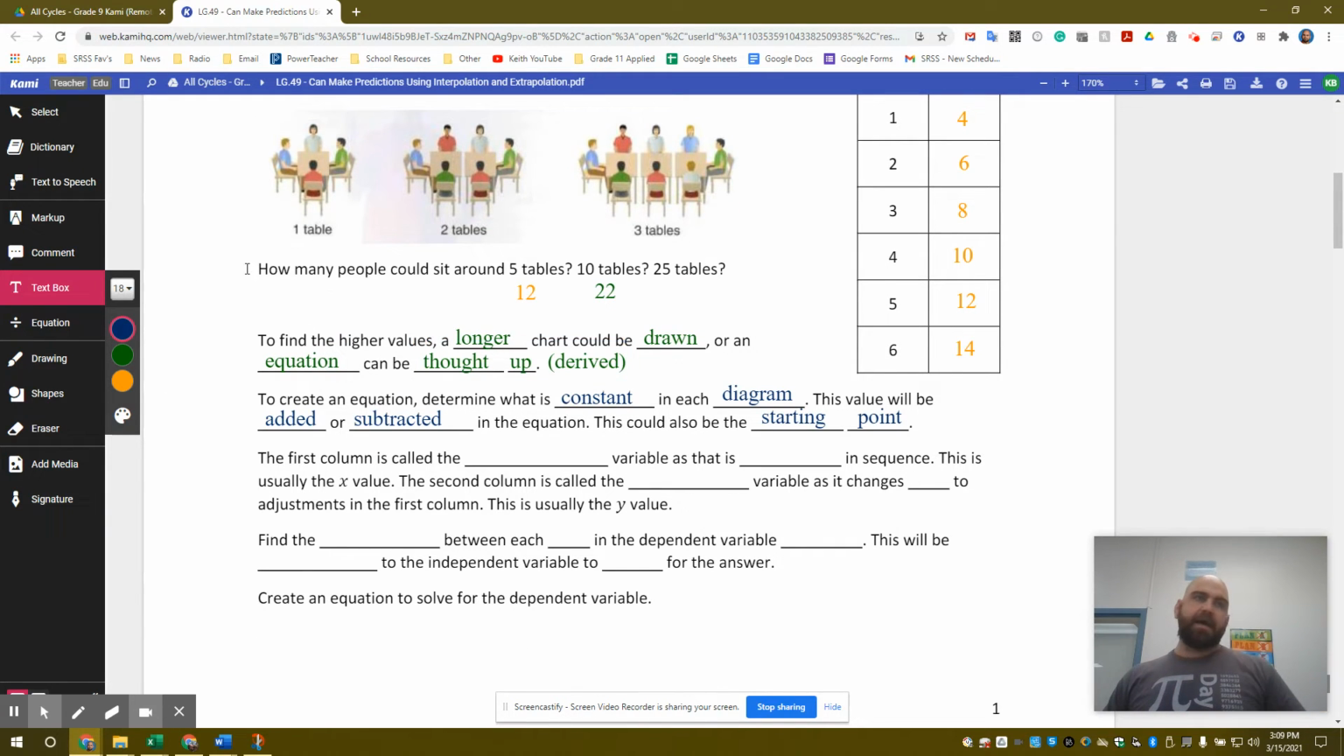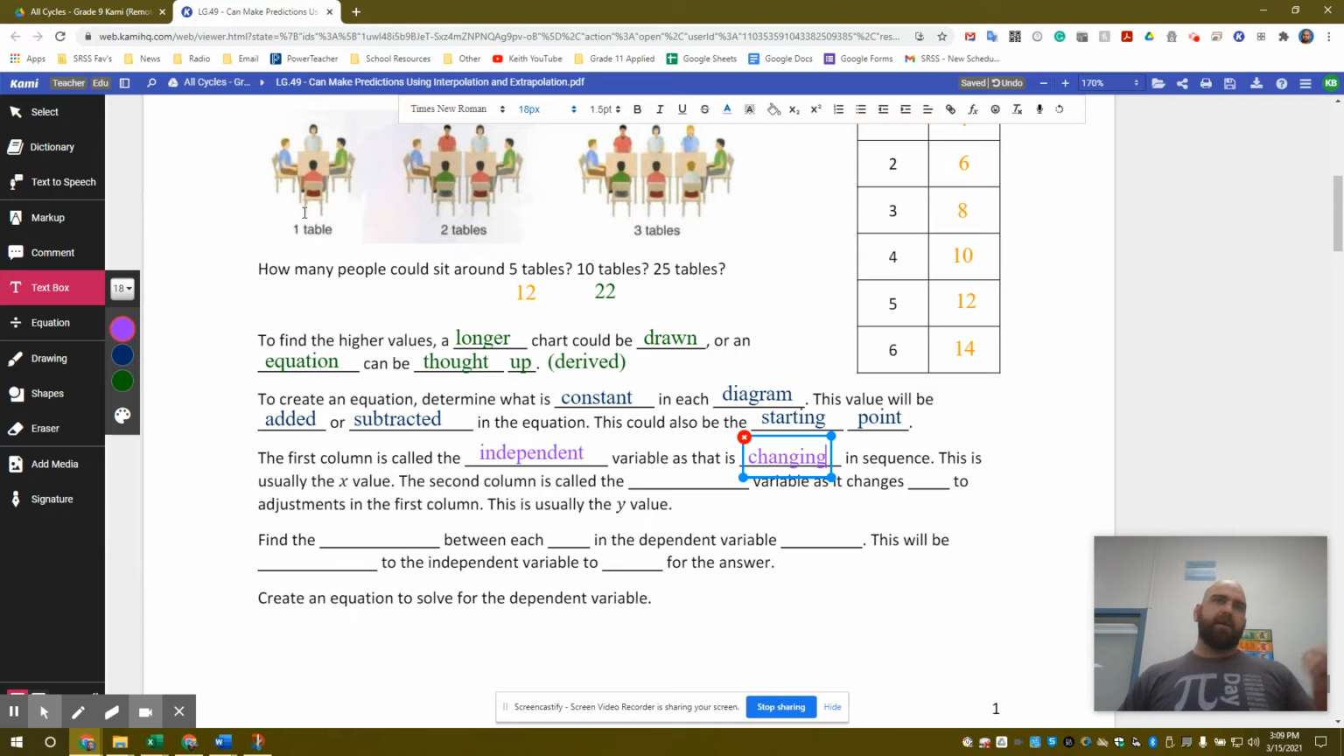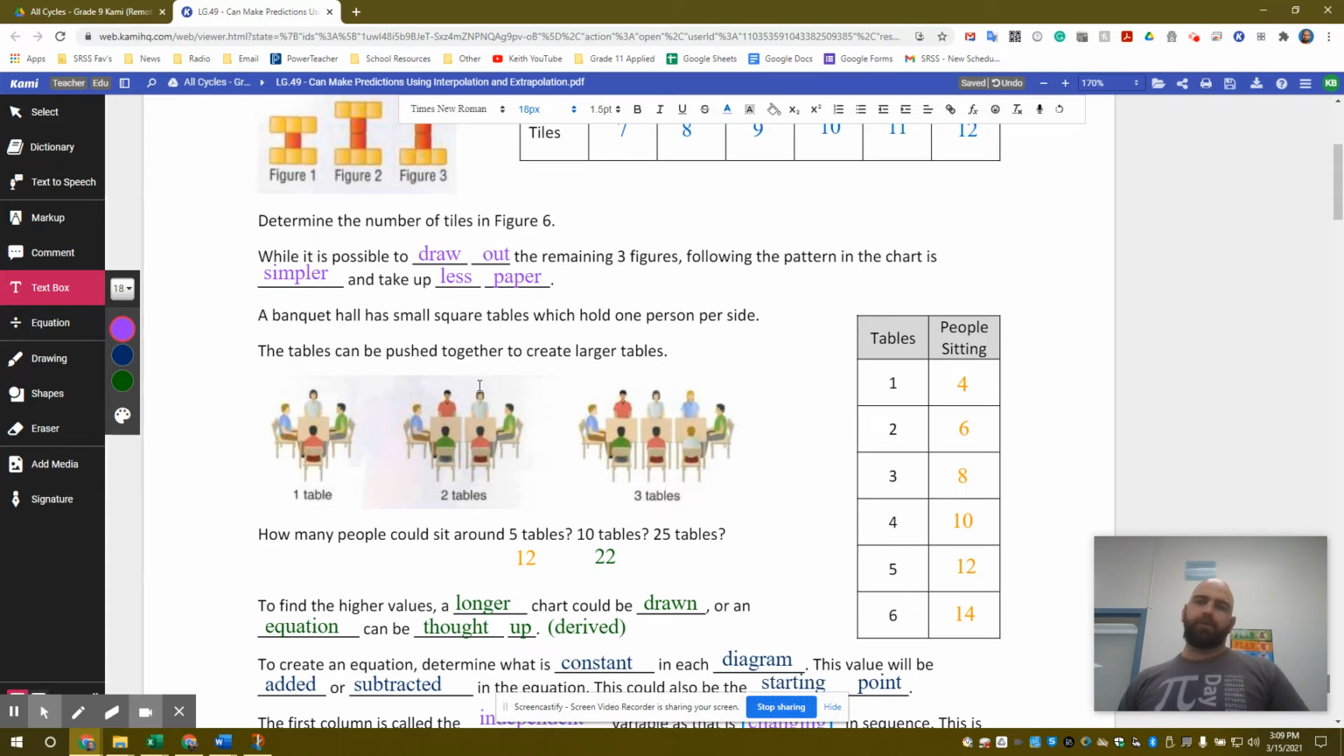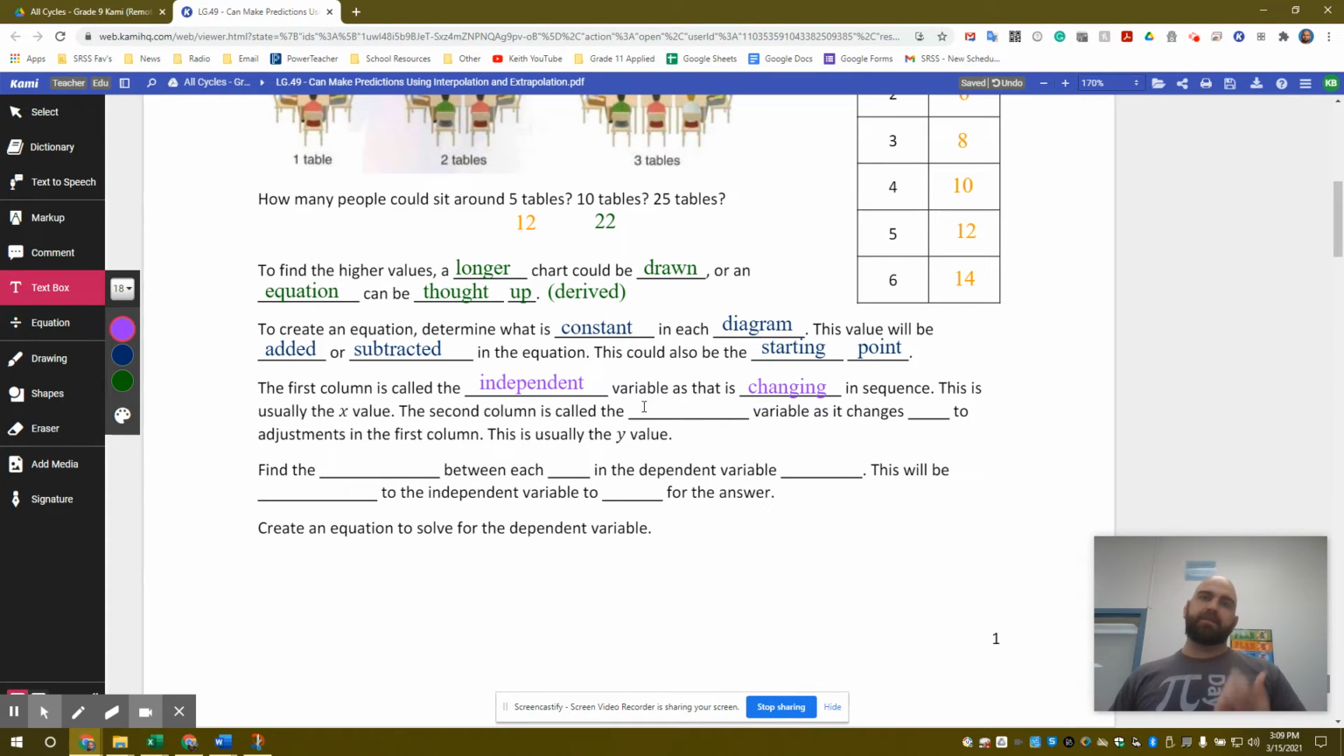Now let's go past that and take a look at how things are changing in our table. The first column of our table is called the independent variable, as it is changing in the sequence. So the first column is independent. It's going up by ones. Figure 1 or 1 table, 2 tables, 3 tables. In our previous one up here, we had figure 1, figure 2, figure 3. That is our independent variable. It's changing, and really, in essence, it's going up by a constant rate. This is usually what we're going to consider to be our x value.